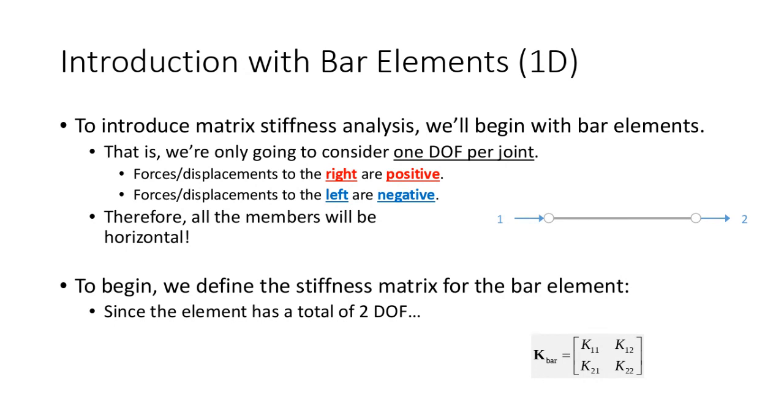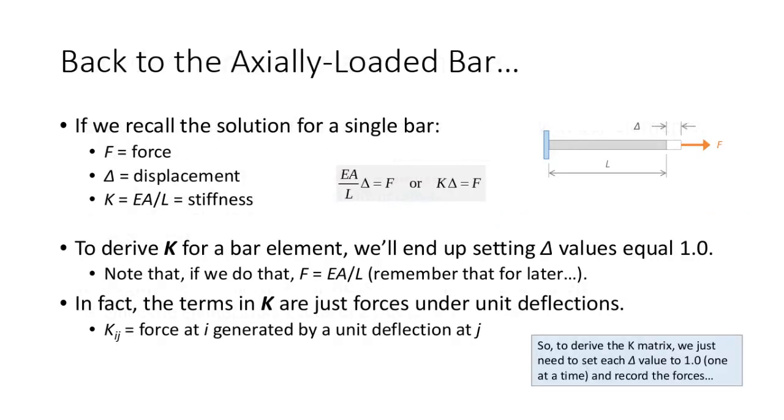When we're talking about bar elements, let's go back to mechanics, to an axially loaded bar. We talked about this before. If we have a bar with some cross-sectional area A, made of a material with a Young's modulus of E, and it has some length L, and I yank on it with some force F, it's going to stretch some amount delta. So F is the force, delta is the displacement, and the relationship between the force and displacement is this term stiffness. If we're just talking about a stiffness value, that stiffness value is EA over L.